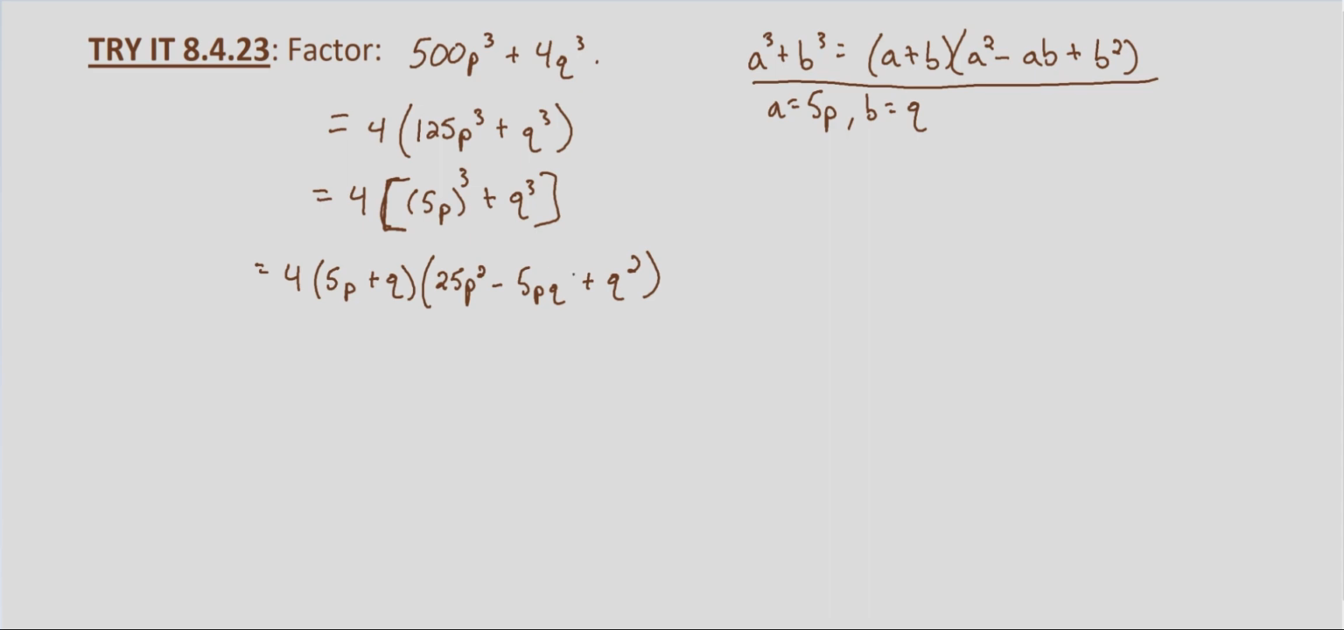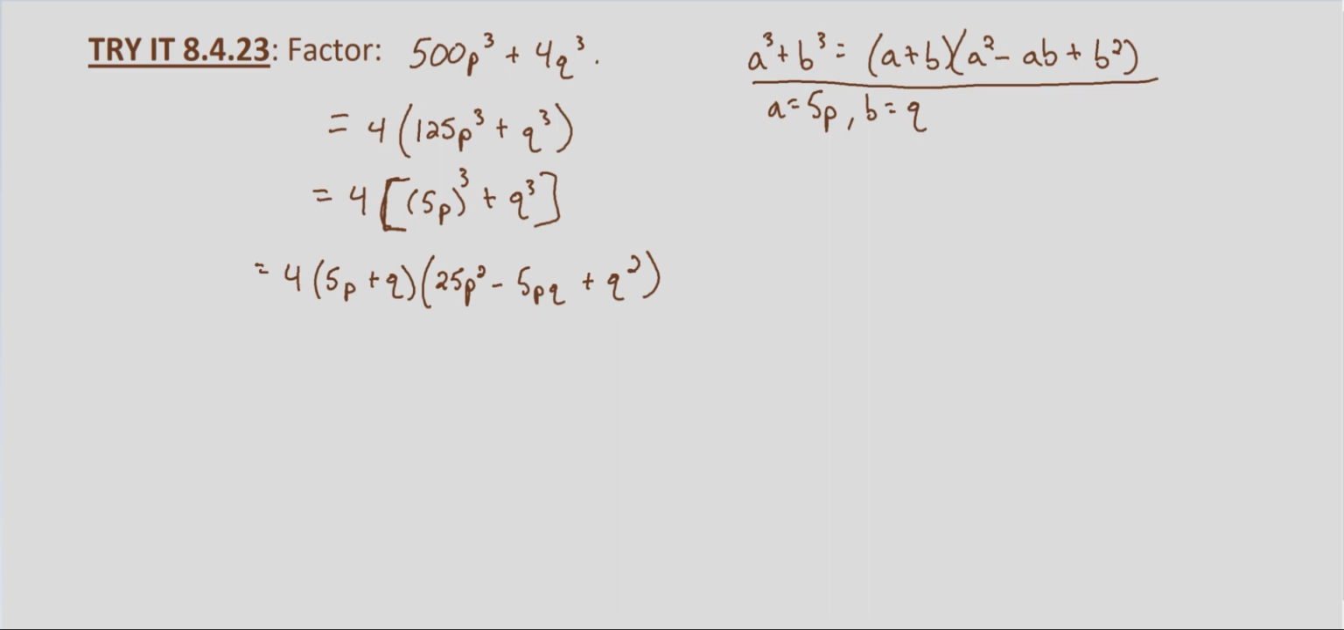Our trinomial won't factor in this case. That would be the next thing that we would look for, but in this case it doesn't factor. So really the only thing we have left is to check. And as mentioned previously, you might find it easier to multiply the sum of cubes factor first, then multiply that product by 4. Obviously, that would be the next step.